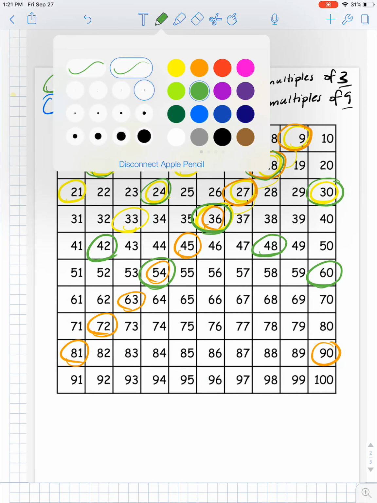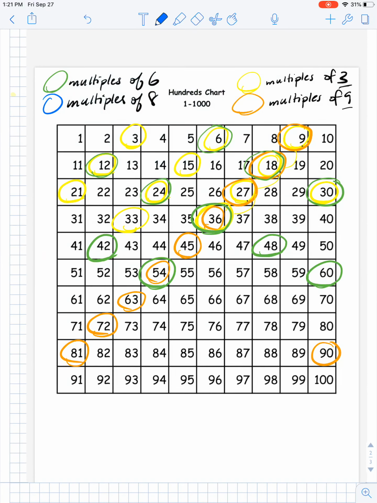So going to do the same thing with the multiples of 8. Again, I'm going to start off with 8. If you want to pause it again and do it yourself and then check in, you can. So 8 times 2 is 16. Times 3 is 24. Times 4 is 32. Times 5 is 40.